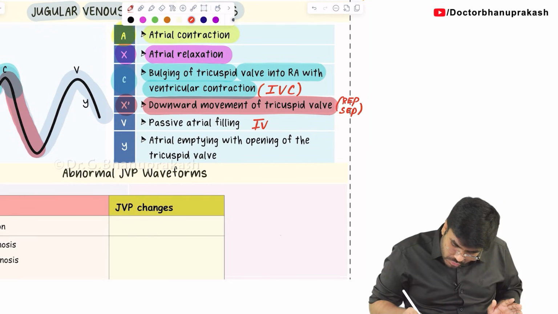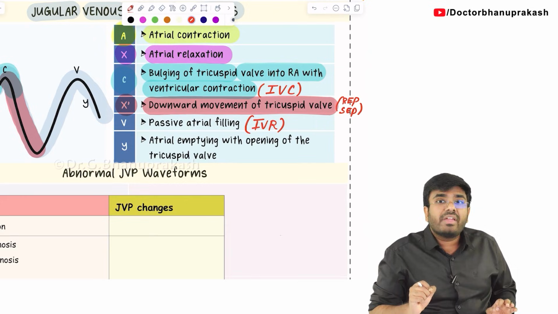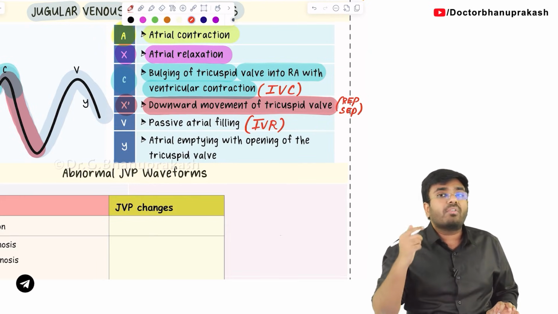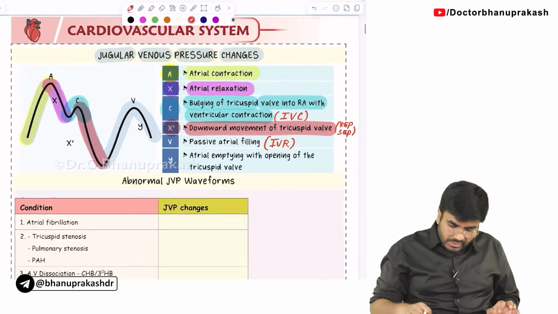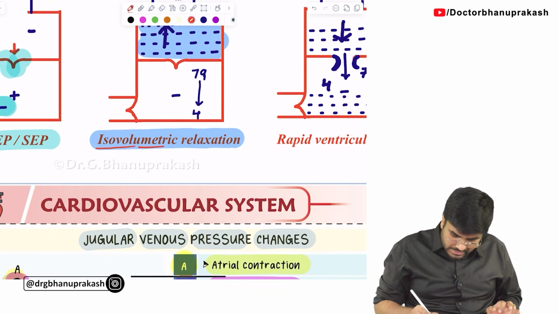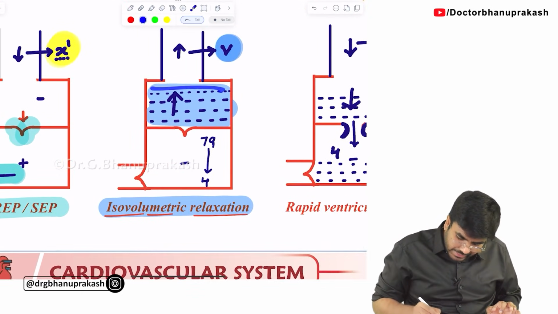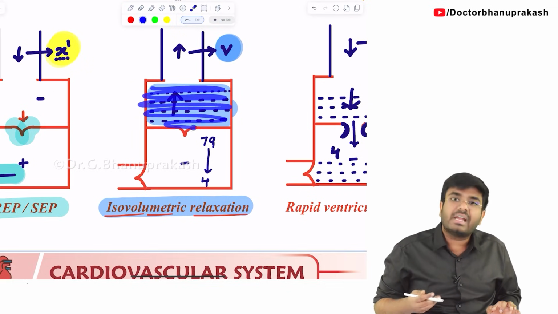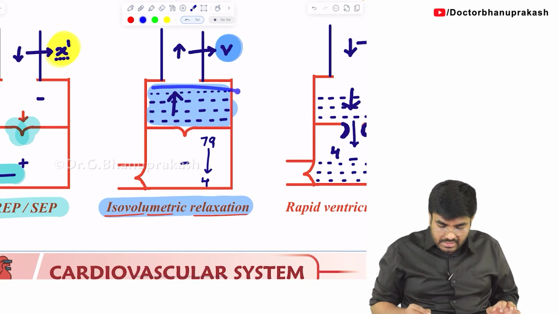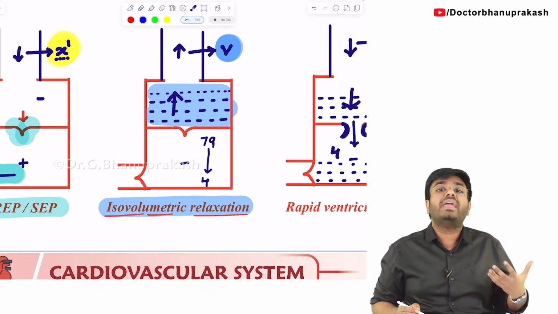Next phase is isovolumetric relaxation. During isovolumetric relaxation, the ventricle is relaxing. But what is happening in the right atrium? During isovolumetric relaxation, the right atrium is getting filled with blue colored blood, deoxygenated blood. So there is deoxygenated venous blood getting filled in the atria.